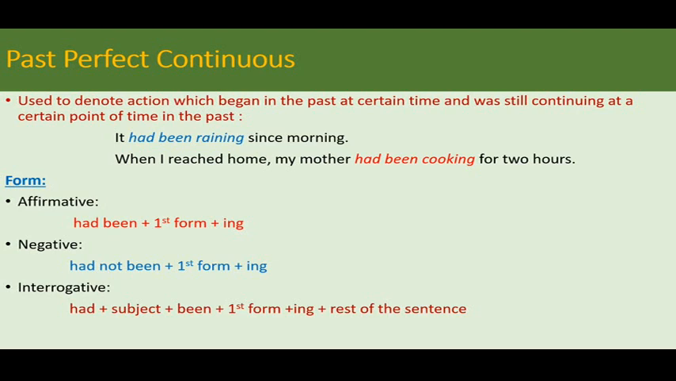So here you see its forms in the affirmative are had plus been plus the first form of the verb and ing. To make it negative, we use had plus not plus been plus first form and ing. Example, it had not been raining since morning. And to make it interrogative, we will say, had it been raining since morning? So had will come before the subject of the verb.